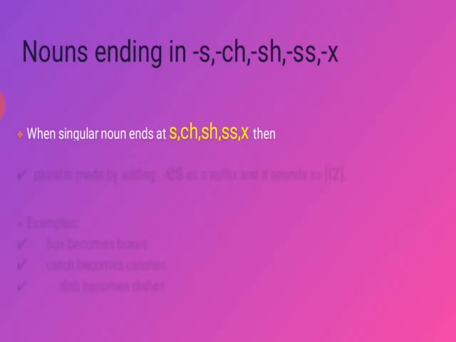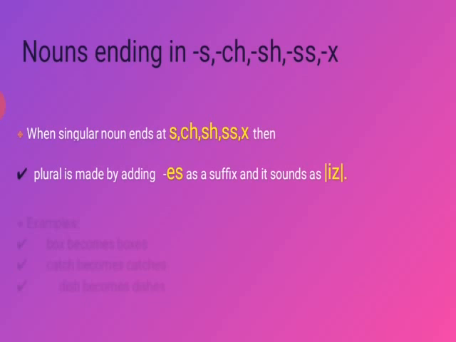Some of the nouns end on these letters: S, CH, SH, SS, and X. When the singular nouns end on these letters, plural is made by adding es as a suffix. And what is a suffix? Suffixes are letters or groups of letters added to the ending of words to change their meaning or function, or to make new words out of them. So es is added as a suffix and it sounds as iz.